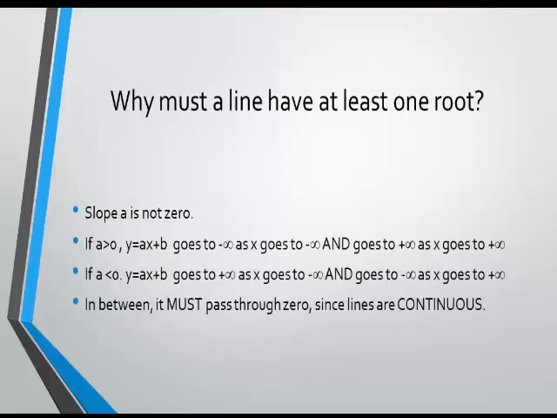So why must a line have at least one root? Well, we've already explained that, but formally, if you want to fit it into the slow system, then you say that, okay, the slope is not 0 by definition because it's first degree. So now it has to be either positive or negative. Now we are working in the slow system, case by case, logical. So now there are two cases. A is greater than 0.